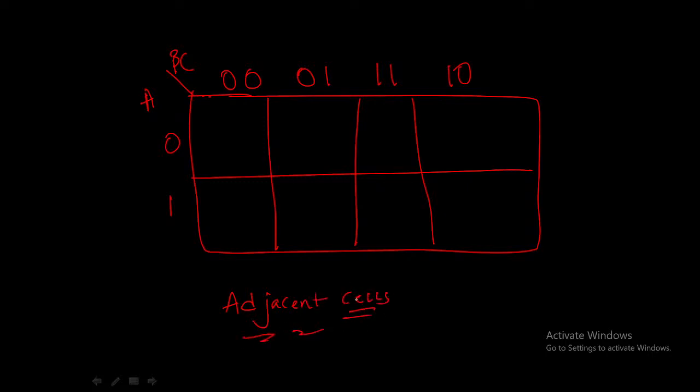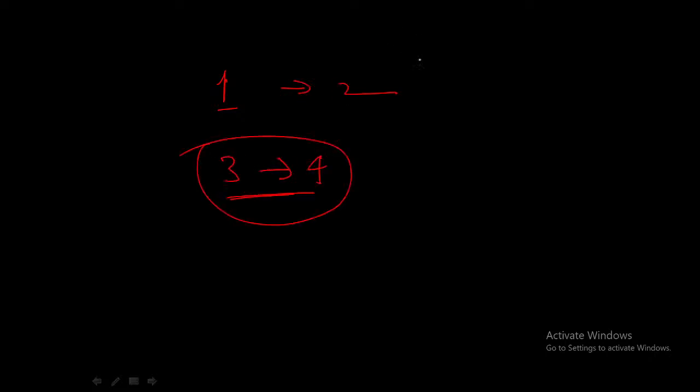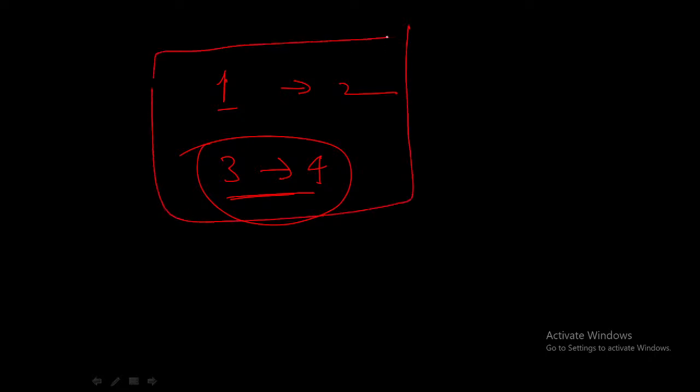What is meant by adjacent? Adjacent is nothing but next after. Suppose the adjacent number of 1 is equal to 2, and the adjacent number of 3 is equal to 4. These are the adjacent numbers. But in binary, if you observe, there is only one bit change between 1 and 2, but 3 and 4 you cannot treat that way.